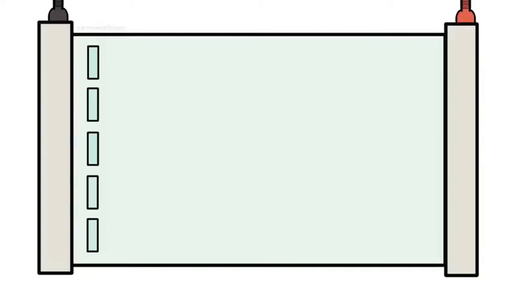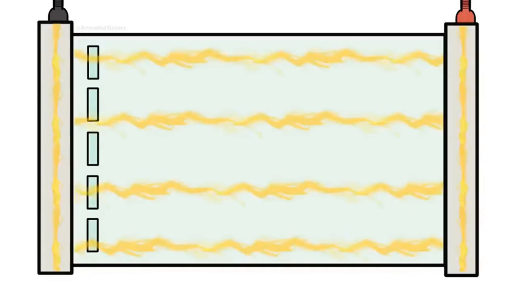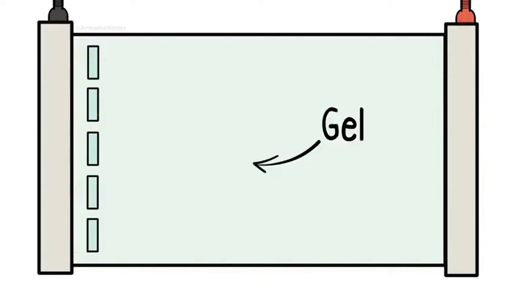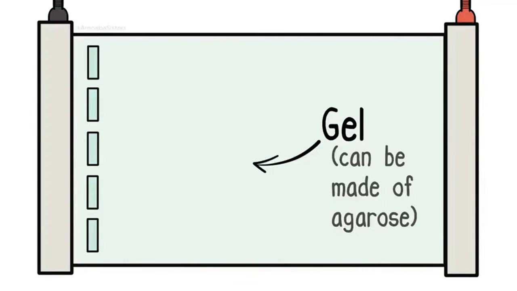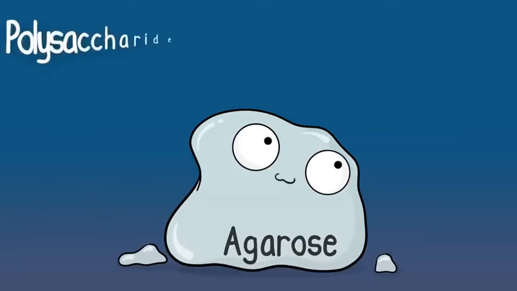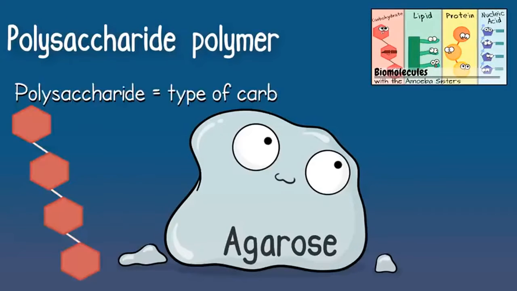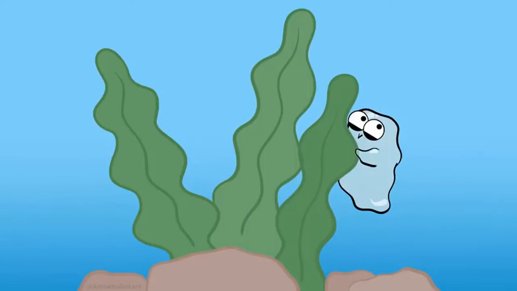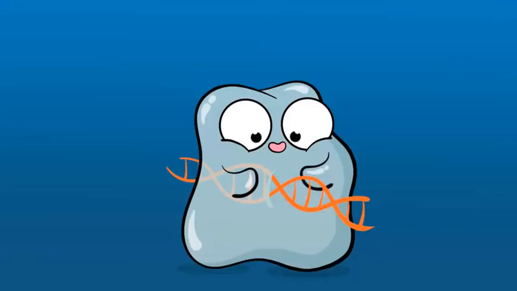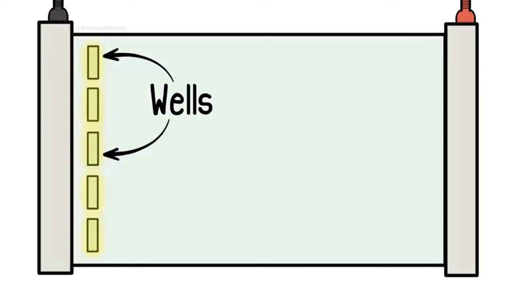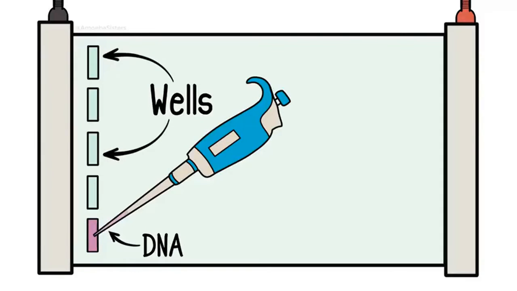Okay, here's a gel electrophoresis machine. The point of the machine is to be able to have an electrical charge running through a gel. So here's the gel, typically made of agarose. Agarose is a polysaccharide polymer, which, if you remember from our biomolecule video, polysaccharides are carbohydrates. Usually agarose comes from seaweed. The agarose gel itself lets the DNA molecules travel within it. One end of the gel has these holes called wells. The wells are where the DNA is placed.